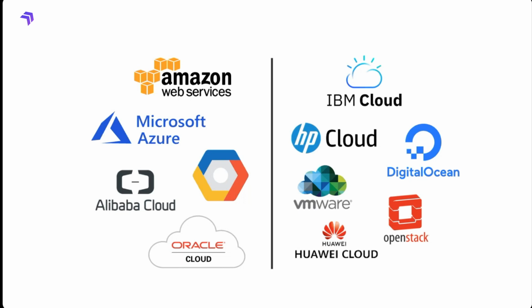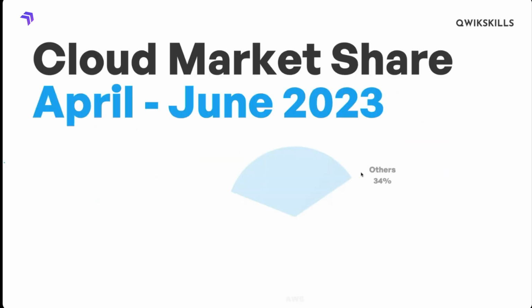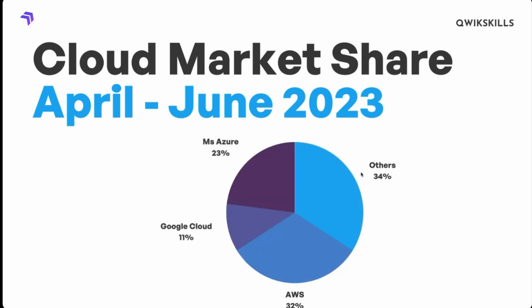If we look at who all have adopted cloud, let's say AWS, and go to the pie chart, you will see that from April to June 2023, the market share of AWS is 32%, Microsoft Azure is 23%, and Google Cloud is 11%. All the remaining cloud providers are part of the other 34%.